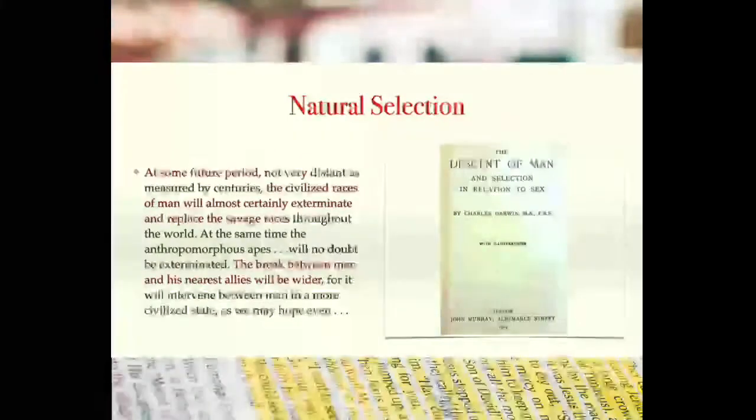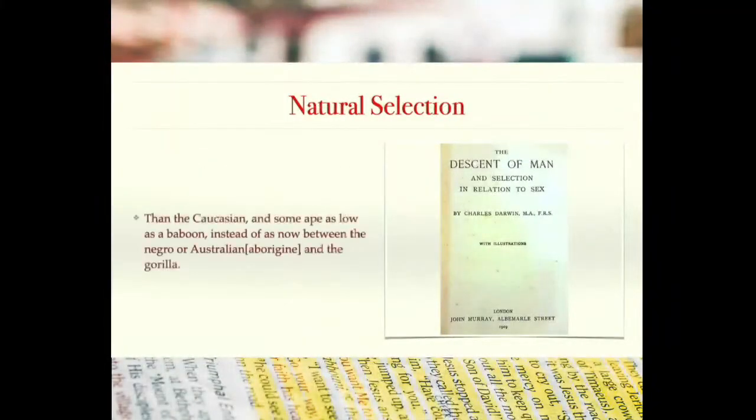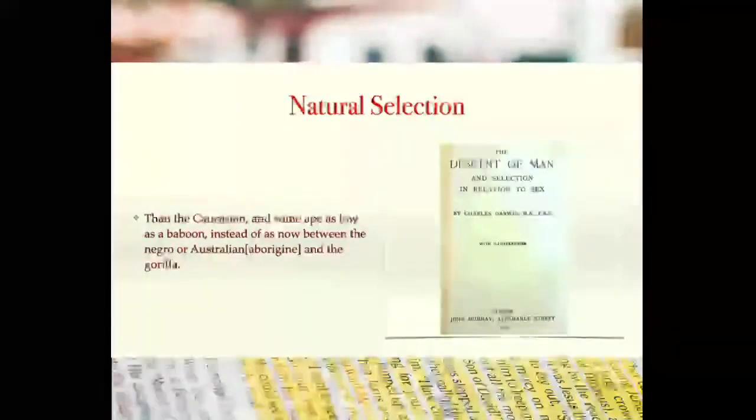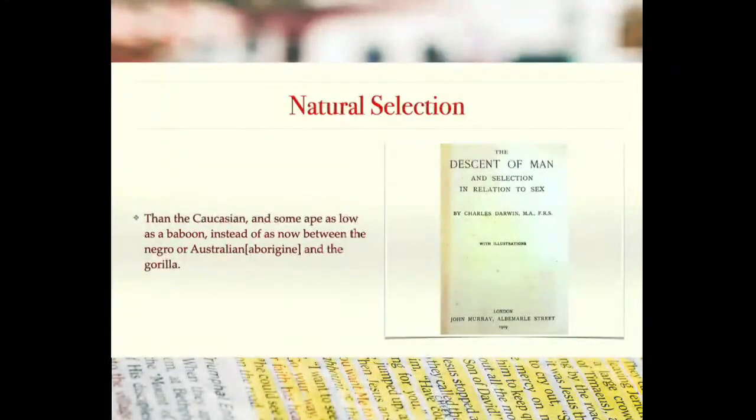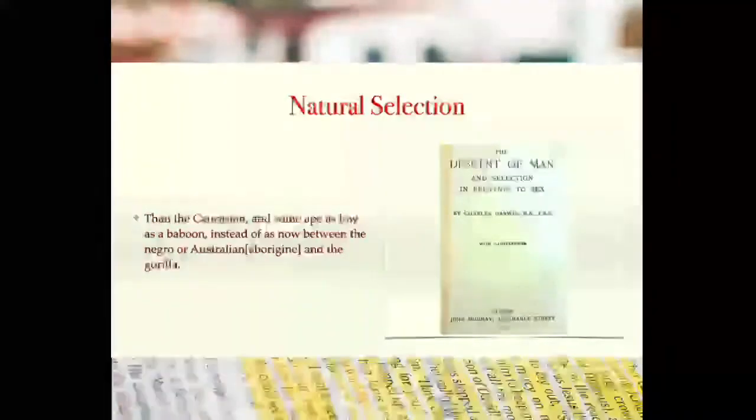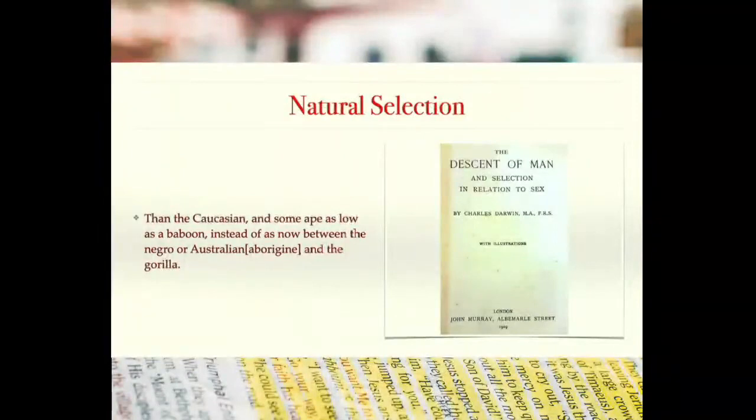Now notice what he says here. Then the Caucasian and some ape as low as a baboon instead of as now between the Negro or the Australian Aborigine and the gorilla. So what is he saying here? What Darwin is saying is that the Aborigine and the Africans are closer to apes than Caucasians. Well, let me ask you this. Is that racist? That is a very racist statement.